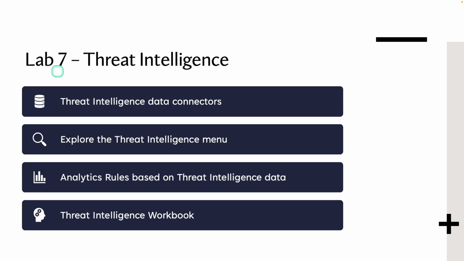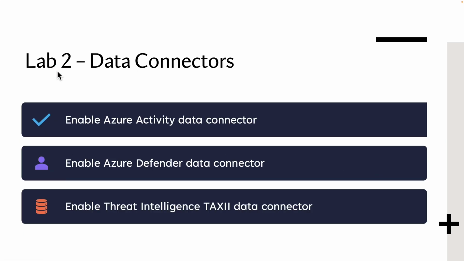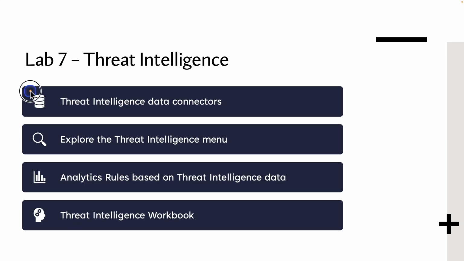In this lab exercise, we are going to learn about threat intelligence. We will learn how to use Sentinel threat intelligence features and product integration points. During this module, we will rely on the threat intelligence data that we investigated in lab 2. Let's go back to lab 2. Lab 2 was data connectors. So the first exercise is threat intelligence data connectors. Let's go and do that.